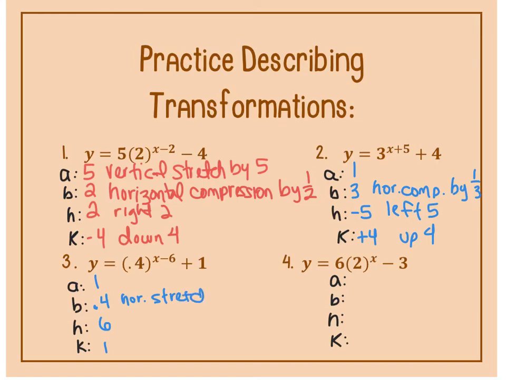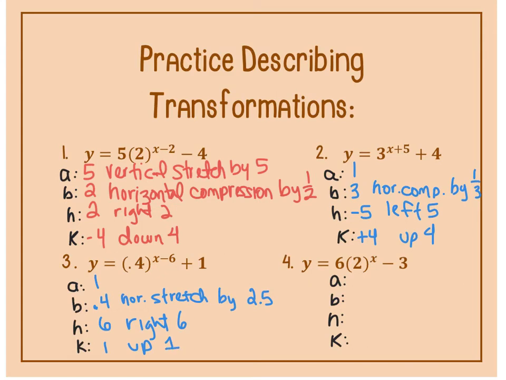Now this one's a little bit tricky. I personally would use a calculator. If I took the reciprocal of 0.4, so 0.4 over 1, so I flip it and do 1 divided by 0.4, my answer is 2.5. If H is a +6, it went to the right 6. And K caused the graph to go up 1.